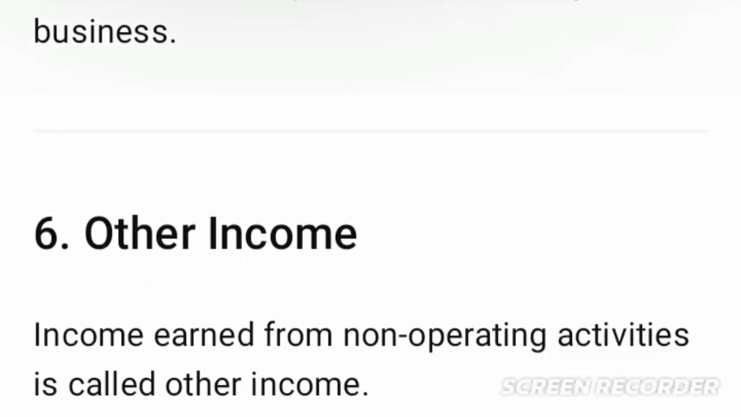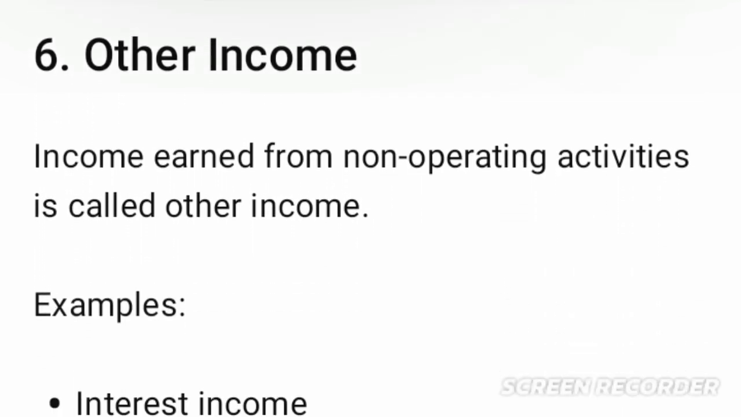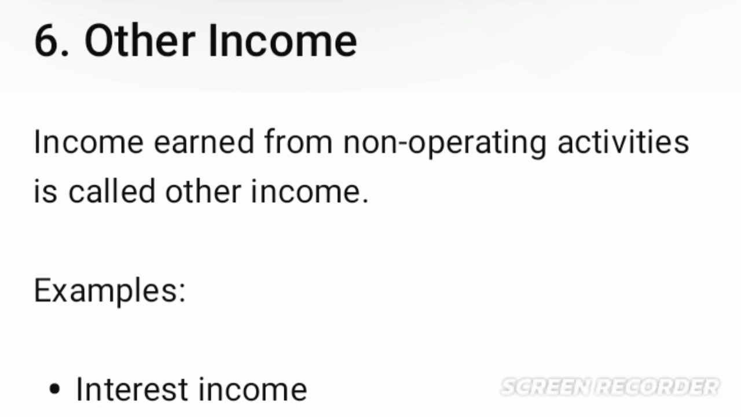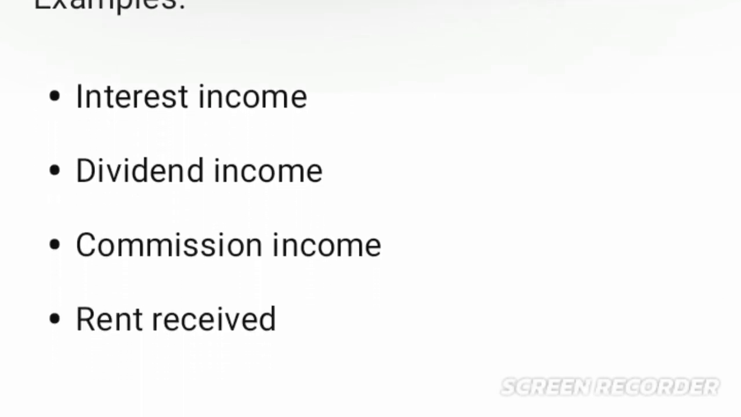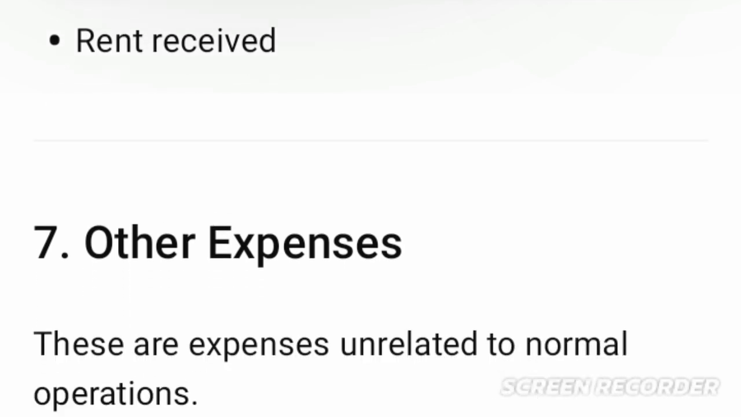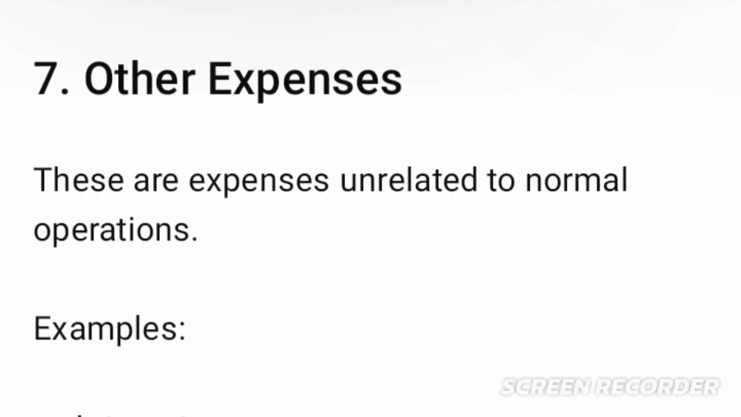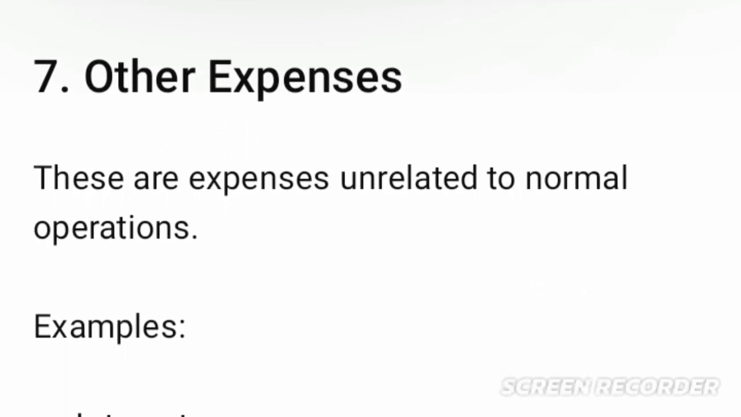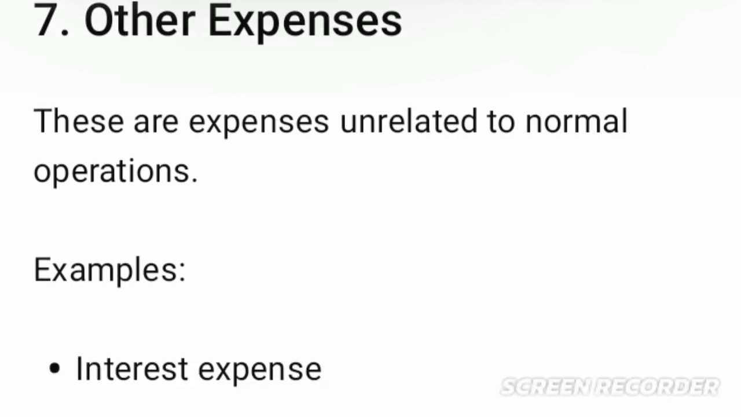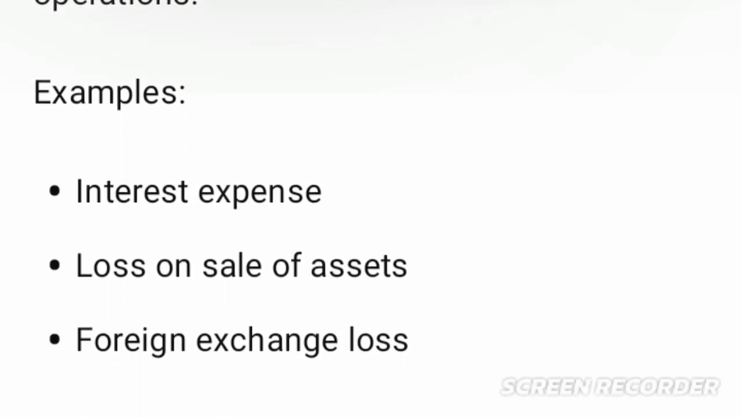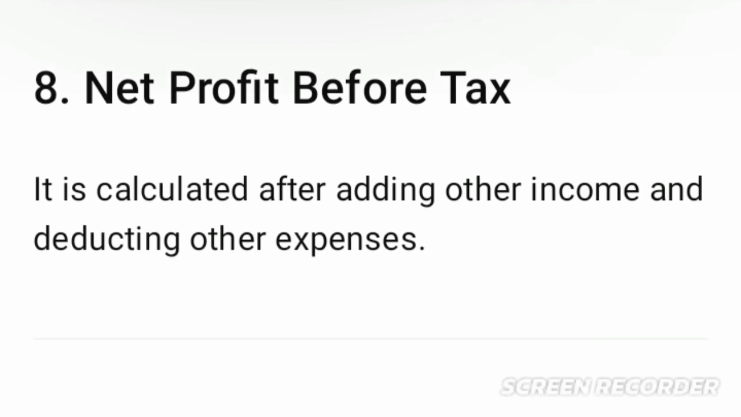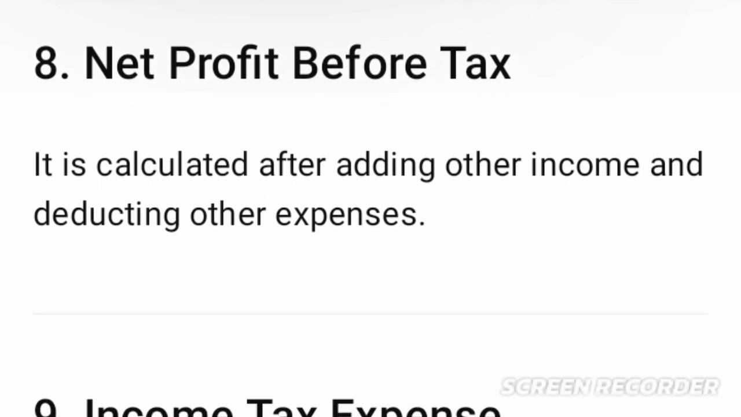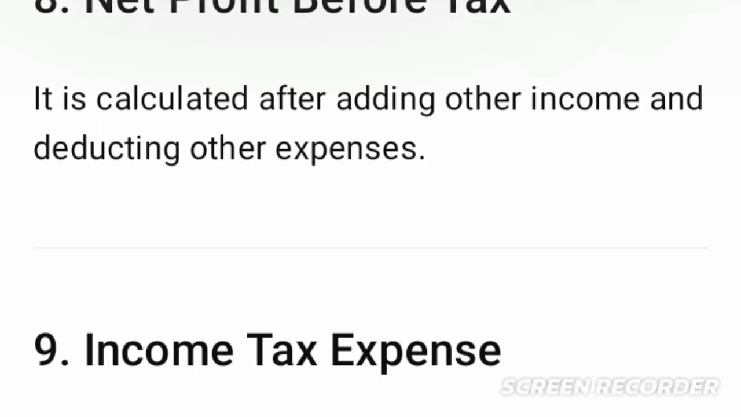Six, other income. Income earned from non-operating activities is called other income. Examples: interest income, dividend income, commission income, rent received. Seven, other expenses. These are expenses unrelated to normal operations. Examples: interest expense, loss on sale of assets, foreign exchange loss. Eight, net profit before tax. It is calculated after adding other income and deducting other expenses.